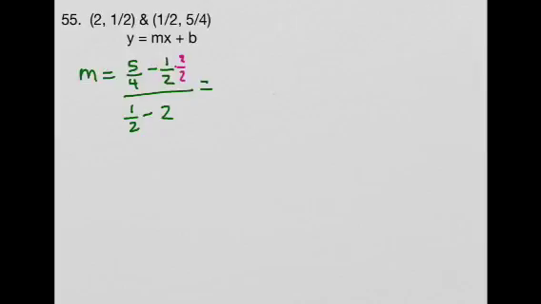So 5/4 minus 2/4, because now this one right here is 2/4. 2 times 1 is 2, and 2 times 2 is 4 in the denominator. So 5/4 minus 2/4 is 3/4. Okay, and then 1/2 minus 2. You can do the same thing that we did up here, where we put this over 1 and then get a common denominator by multiplying the 2 by 2/2, so that we get a common denominator of 2.